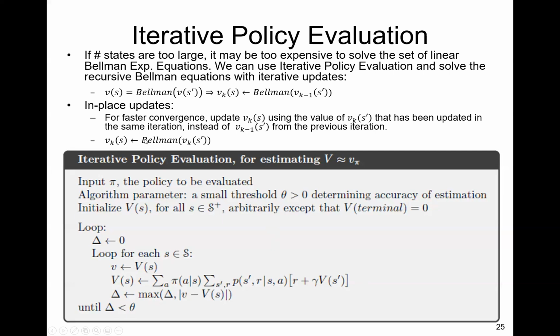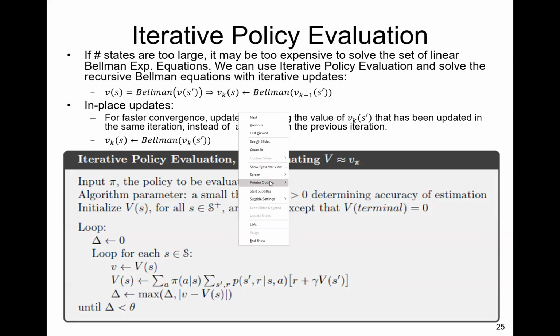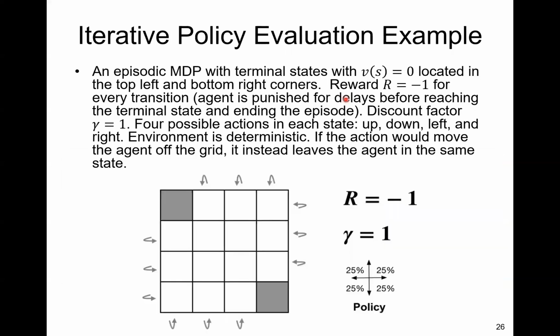So in the Bellman equation form, you have this form here. V_k(s) is updated by applying the Bellman equation to V_k(s') instead of V_{k-1}(s'). We'll see an example later. So here's an example of iterative policy evaluation.